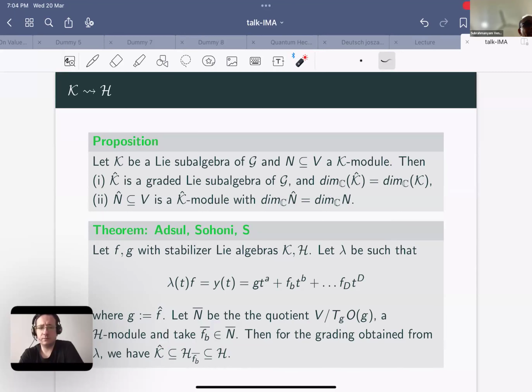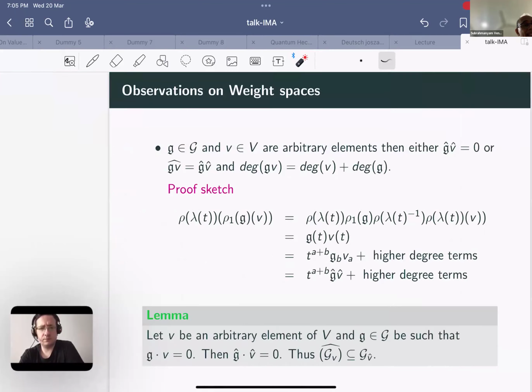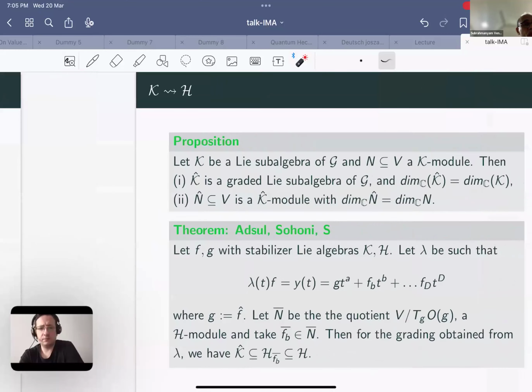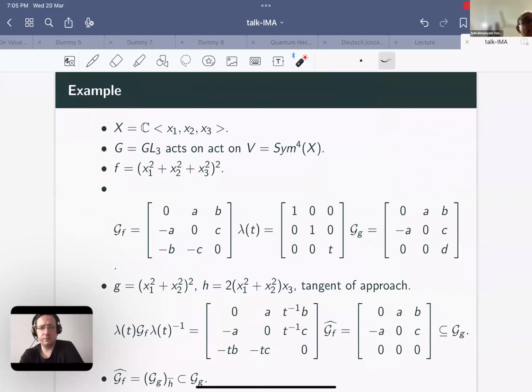So let's do a simple example. And one can show that the dimension of this is the dimension of K. So this object, this K hat, and this calculation tells us that it is actually a Lie subalgebra. Because for two elements, either their bracket is 0, or if the bracket is non-zero, then that will survive inside K hat. That I'm not going to show now, but let us look at two examples.